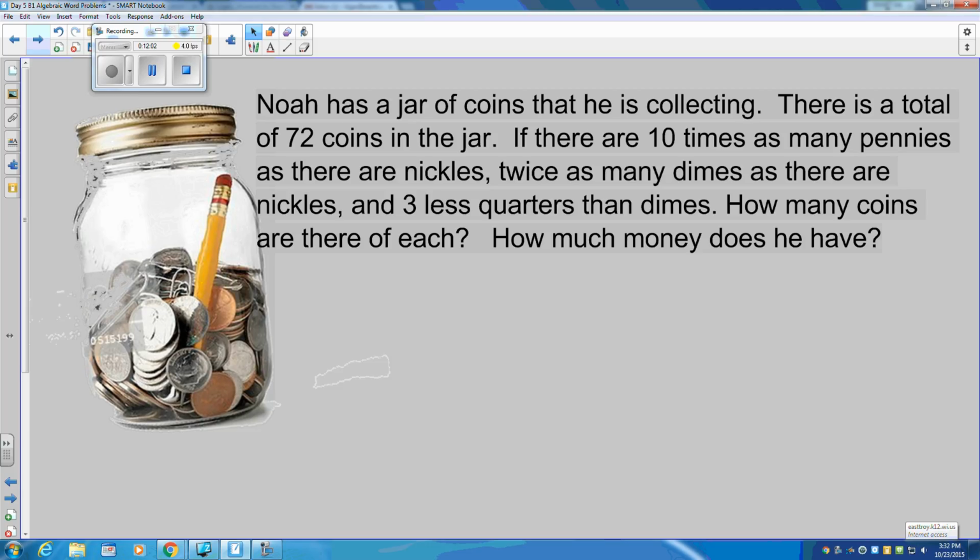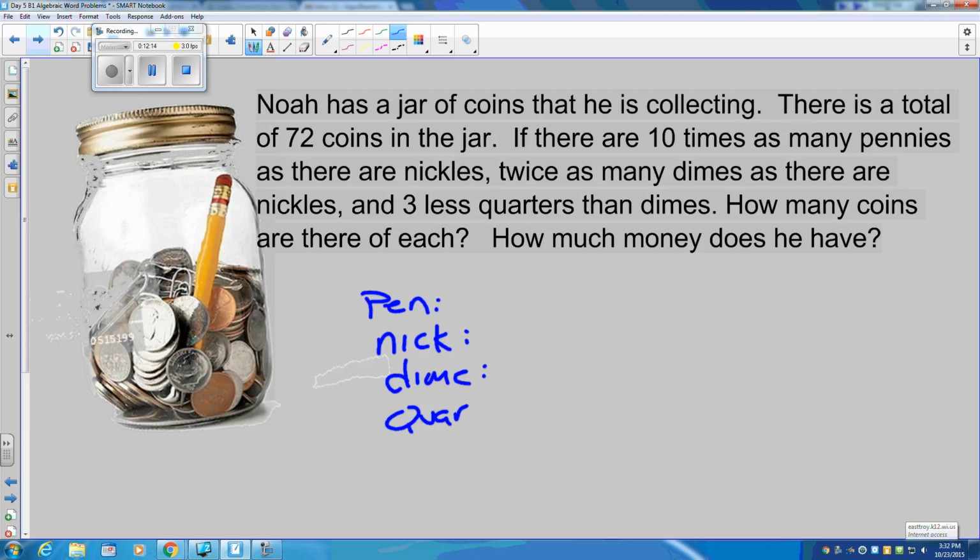Okay, hopefully you had a chance to start this. Now there's 4 different types of coins. We've got pennies, we've got nickels, we've got dimes, and we got quarters. Now we're going to look for the one we know nothing about or the least about. So as I read this, there are 10 times as many pennies as there are nickels. So I know something about the pennies. There's 10 times more than the nickels.